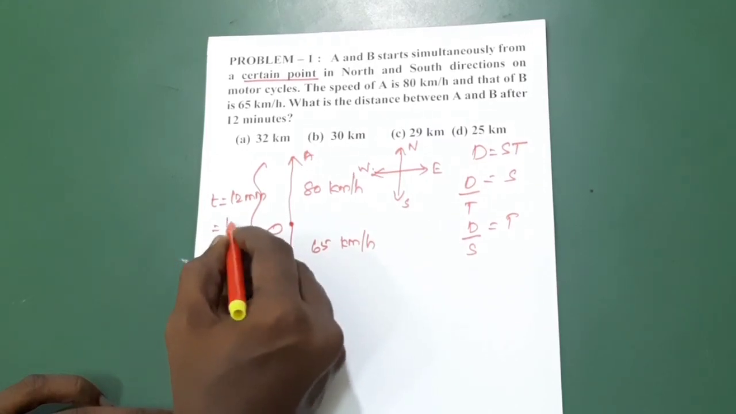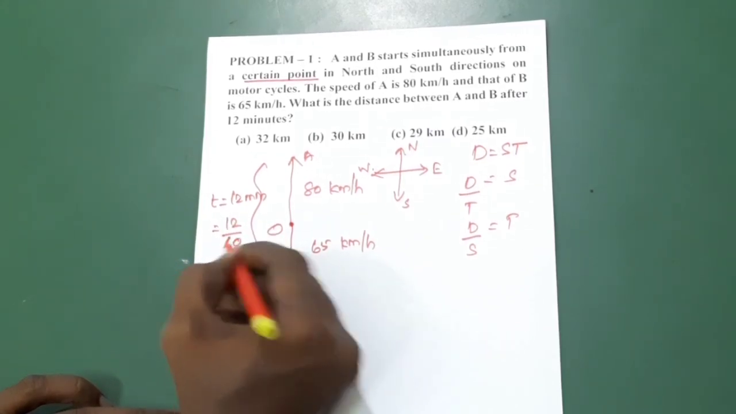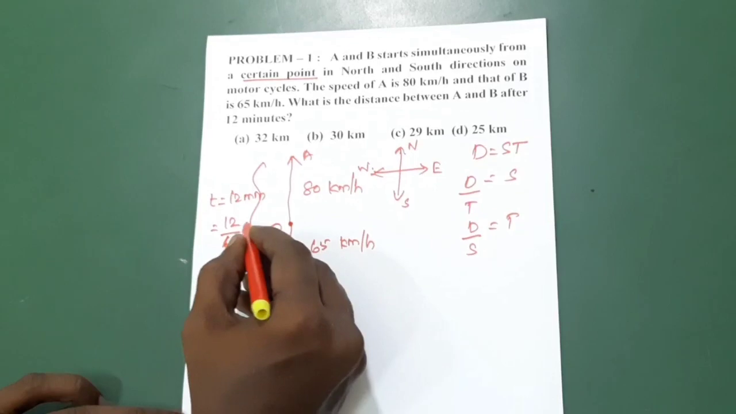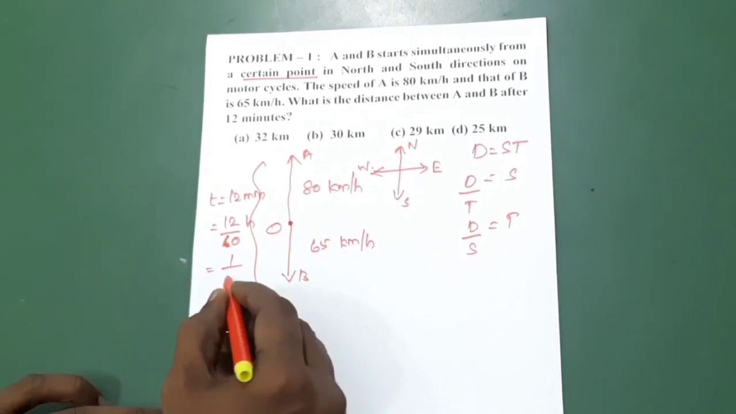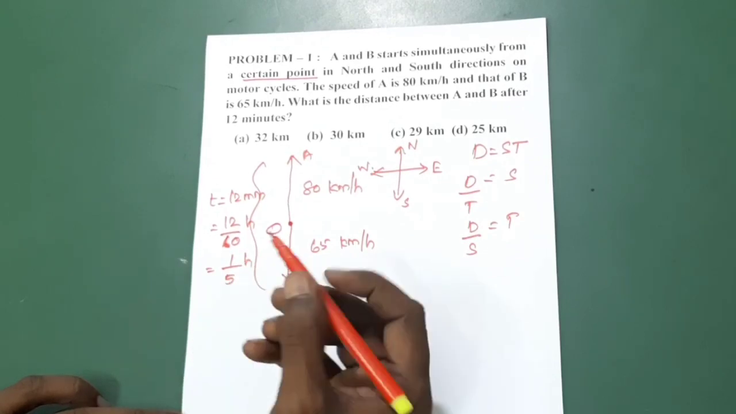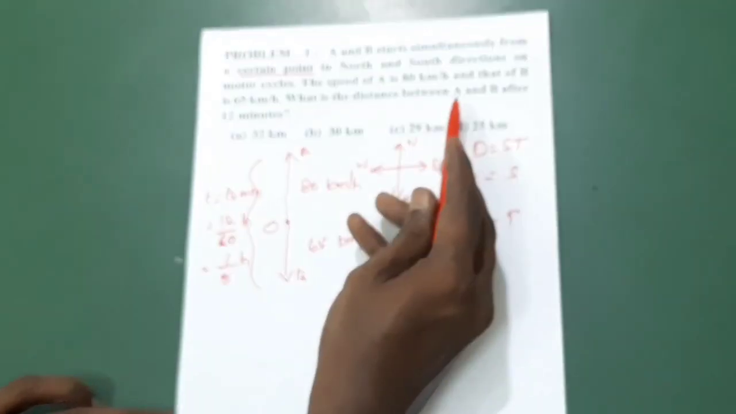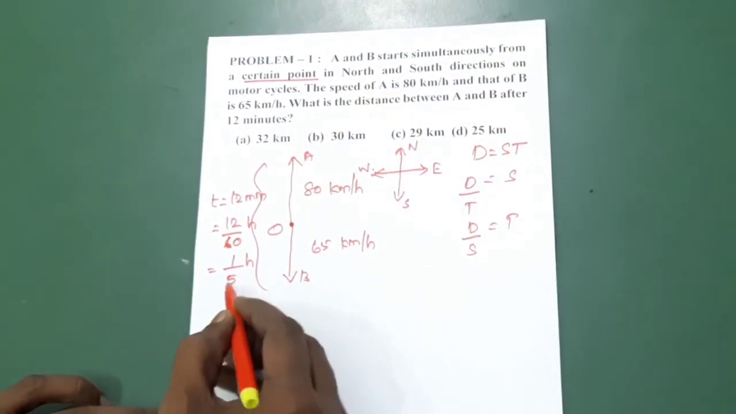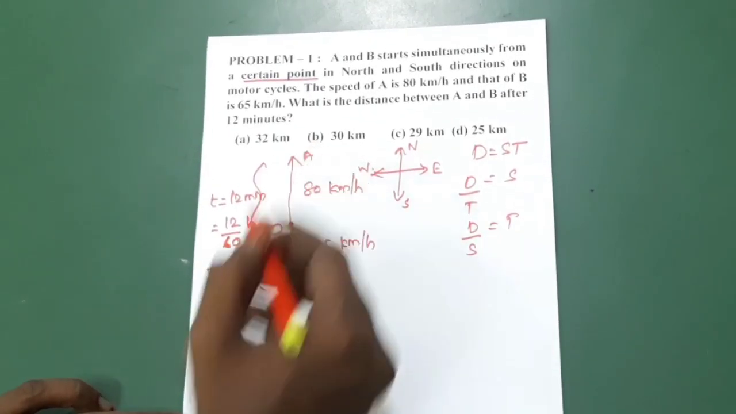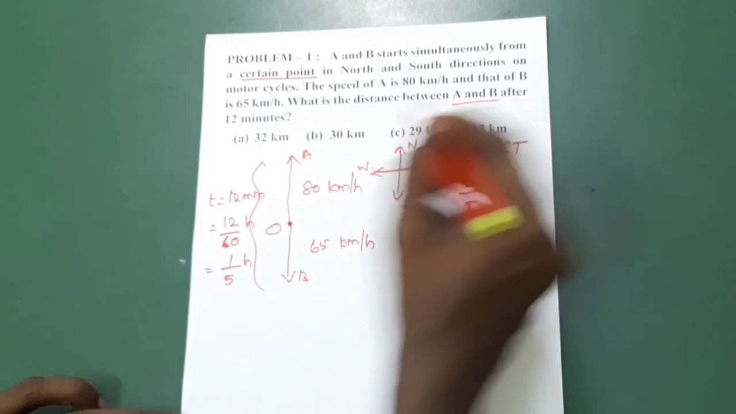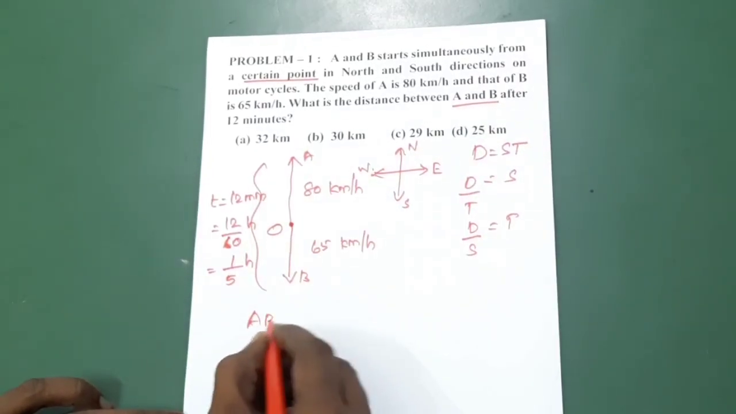So we have to change this 12 by 60 hours. So you can write it as, cancel it, 1 by 5 hours. That means the question is, what is the distance between A and B after 1 by 5 hours? Similarly, the distance between A and B, that is AB.